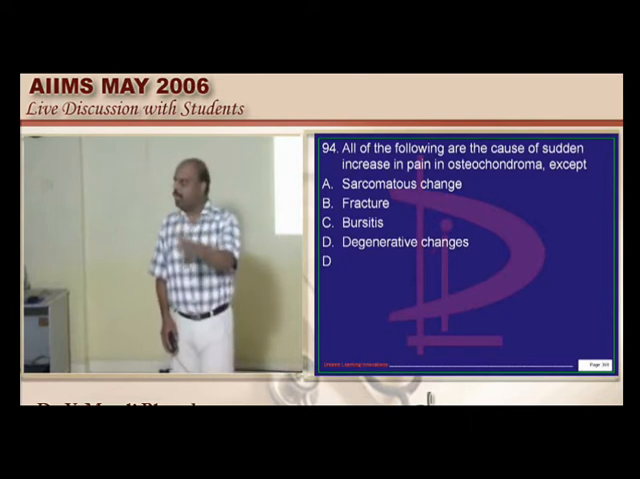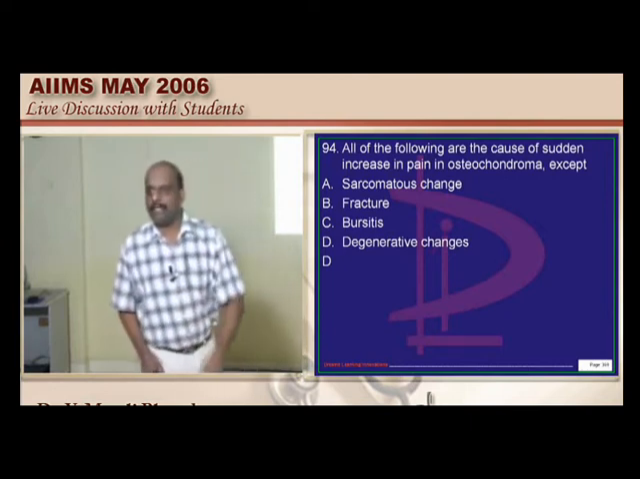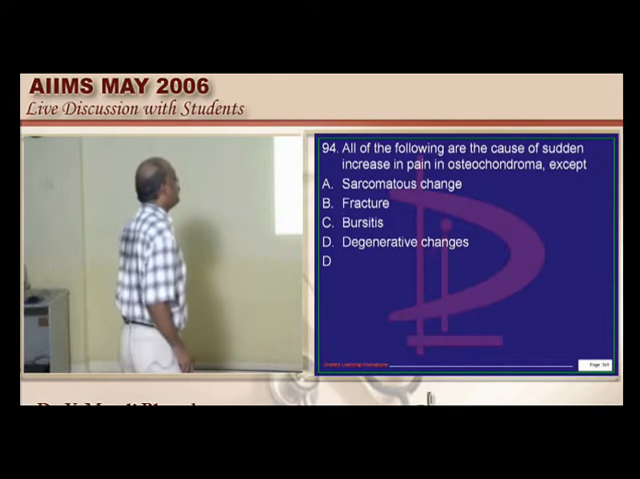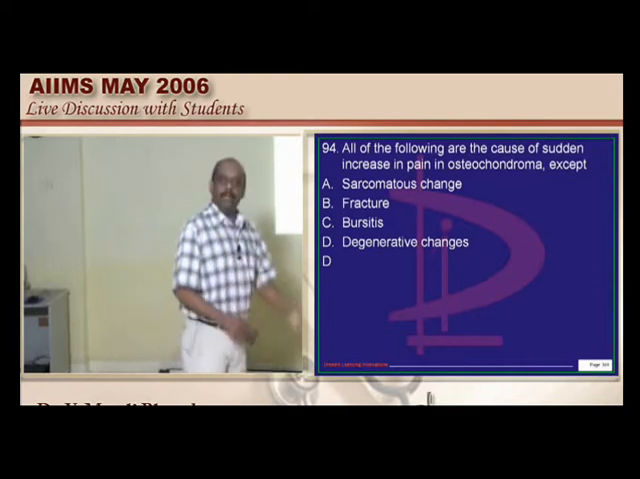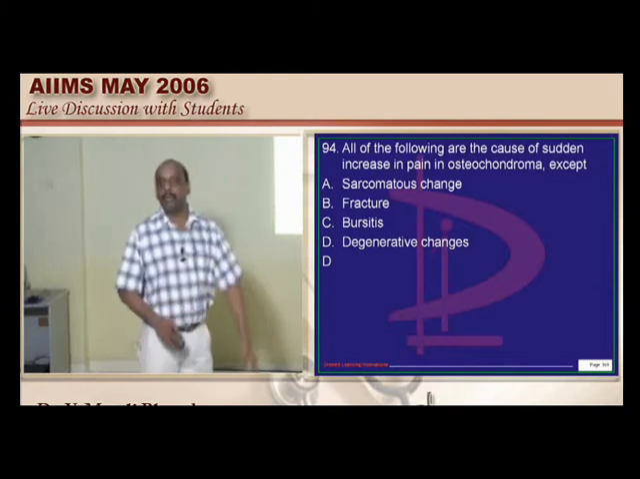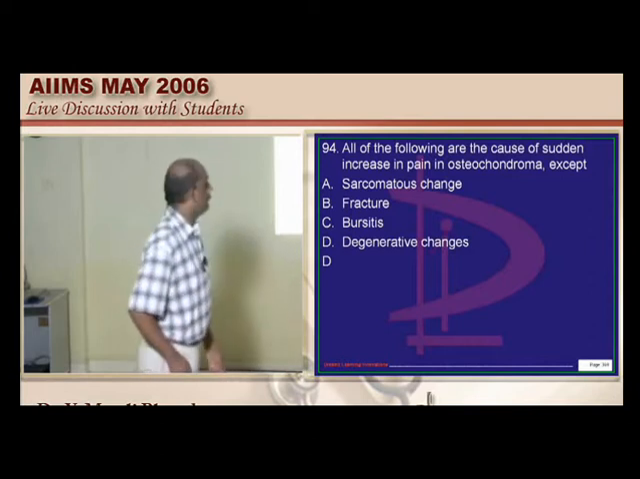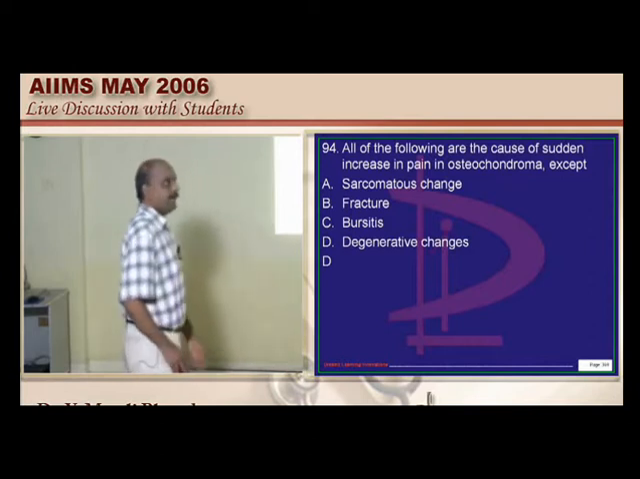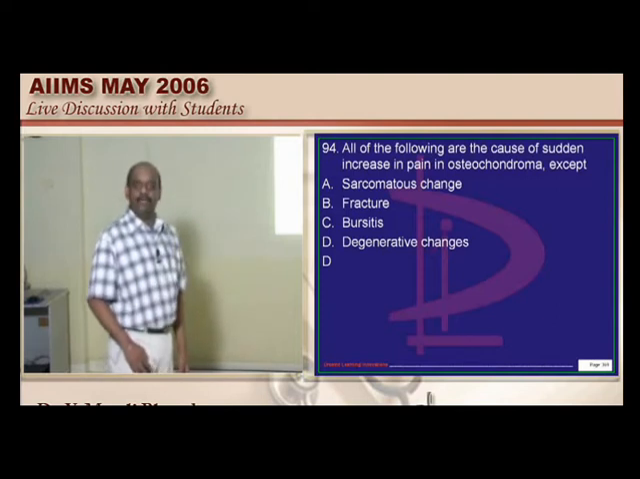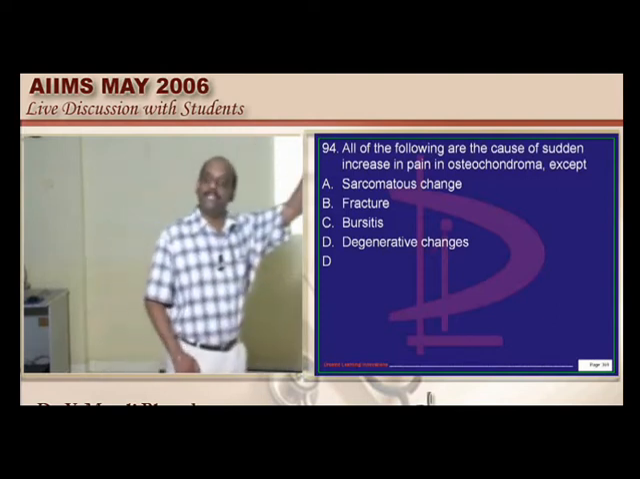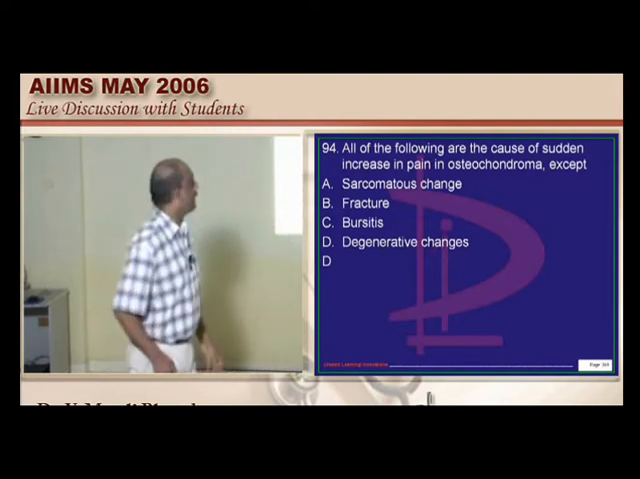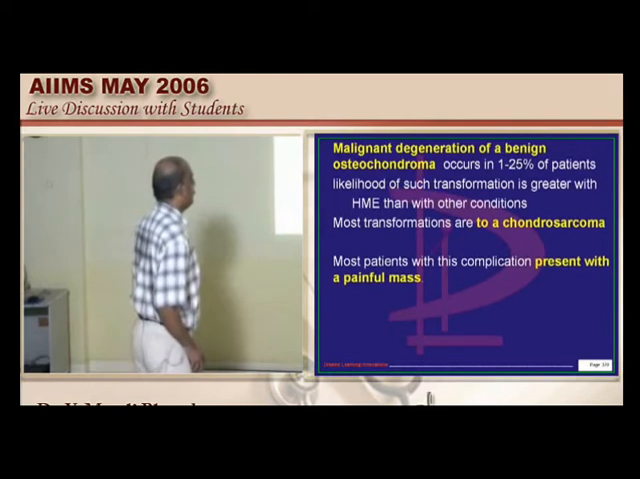In a given case of osteochondroma, if there is a sudden development of pain, what is the important thing that you are going to suspect? It can be a fracture, which is not uncommon for an osteochondroma. Similarly, bursitis can develop, sarcomatous change can develop. Any of them will present with the onset of pain in a given case of osteochondroma.